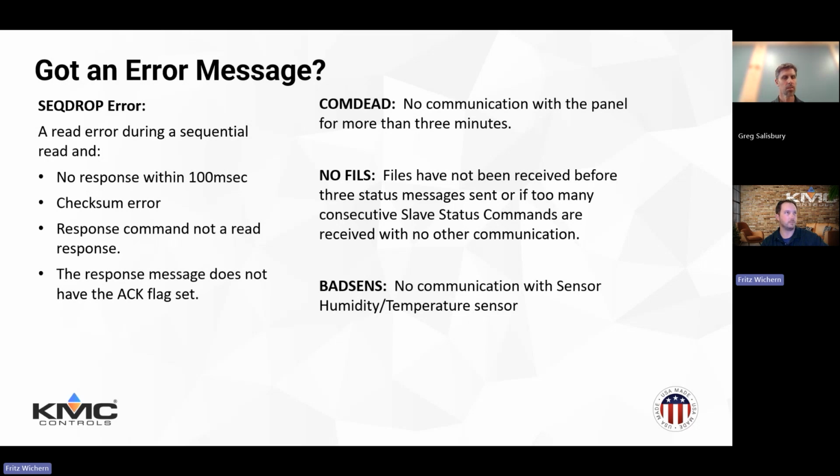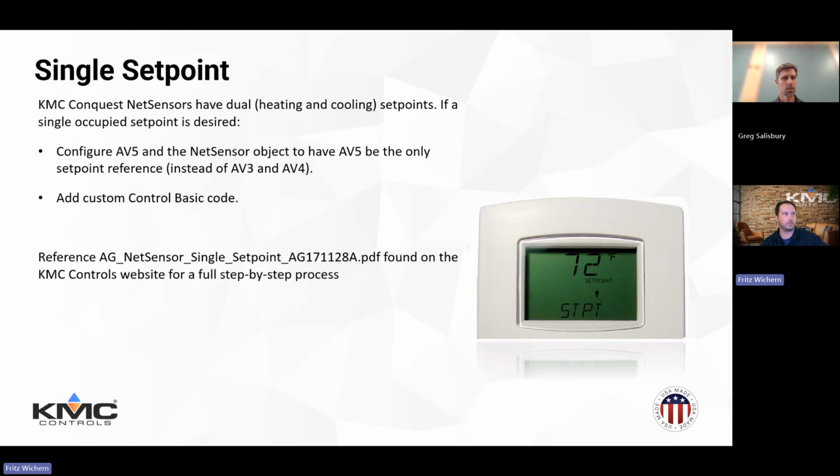So moving on, we're going to take a look at our single set point setup. This is in the case of a building owner or operator who doesn't want to use the dual set point. So it's a fairly simple setup. We're just going to configure AV5 to be a single set point, and add a little bit of custom logic to it.